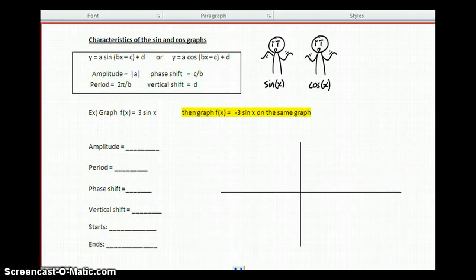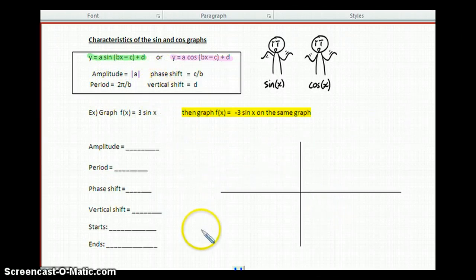So let's take a look at some characteristics of the sine and cosine graphs. There are two generic equations that I've listed for you up here, the sine and then the cosine equation. And you'll notice that I've just put A's, B's, C's, and D's into these equations, and A, B, C, and D will have certain effects on our graph. A is going to be the amplitude, B is going to help us figure out our period, C and B will help us figure out our phase shift, and D will help us figure out the vertical shift. So these are the formulas that we're going to need to know to be able to find the amplitude, period, phase shift, and vertical shift to be able to graph these.